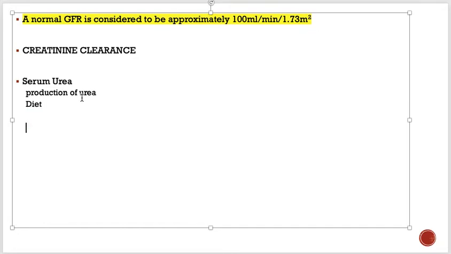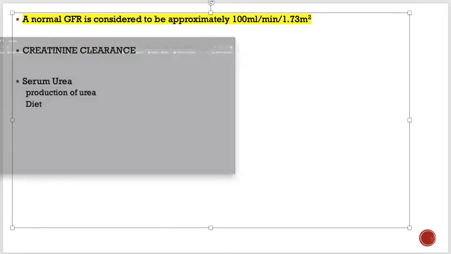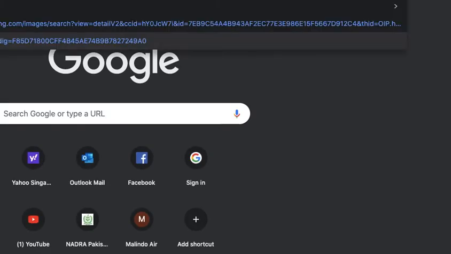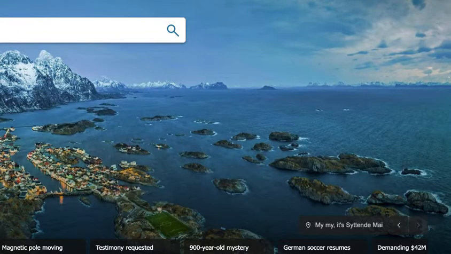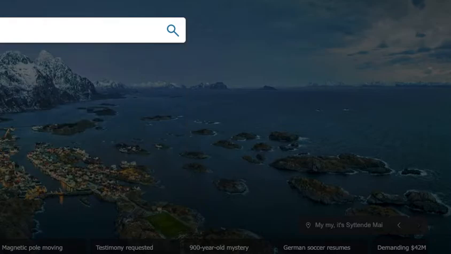If you're taking a protein rich diet, of course you are going to produce more and more urea. If you are going to take a protein deficient diet, of course you are going to produce less urea. Okay, so whenever there is renal failure, of course the urea is going to rise. Again, I will show you how a renal function test report looks like.